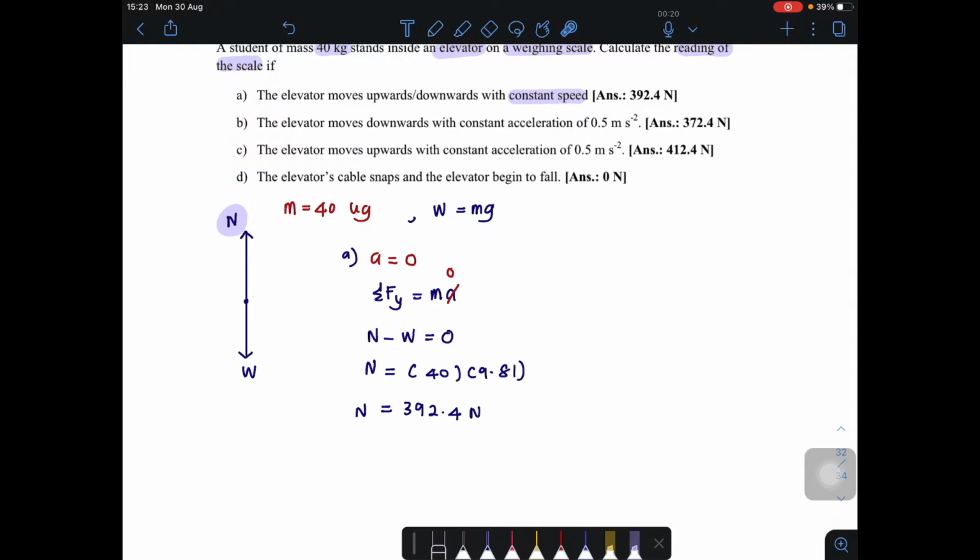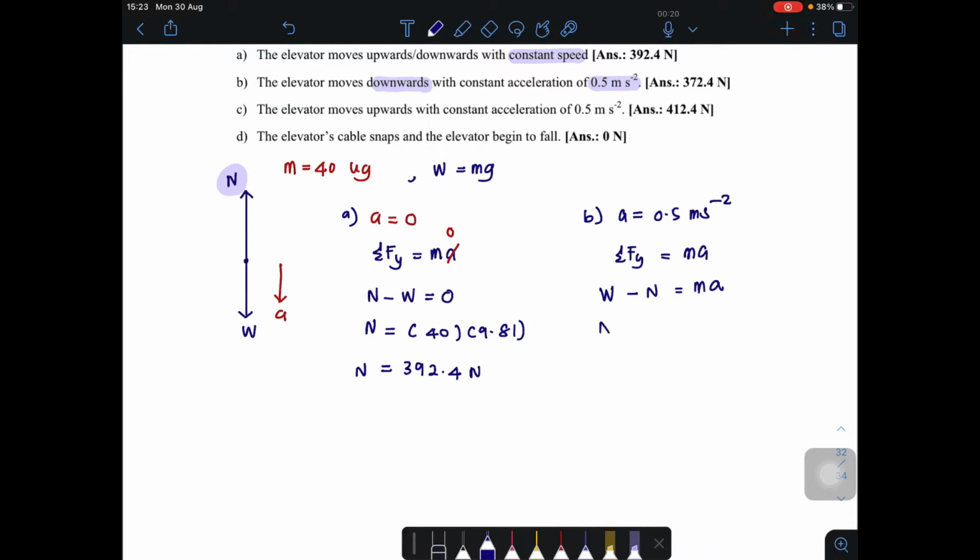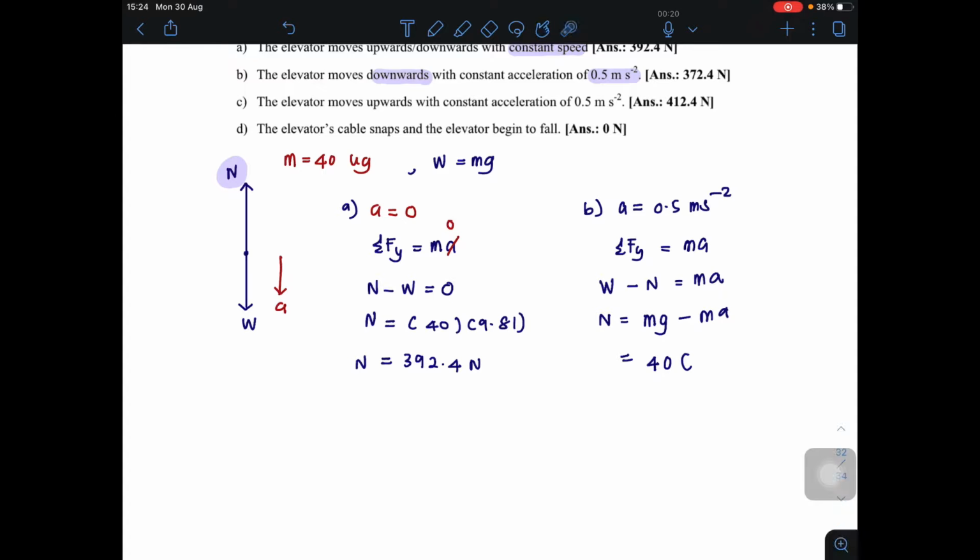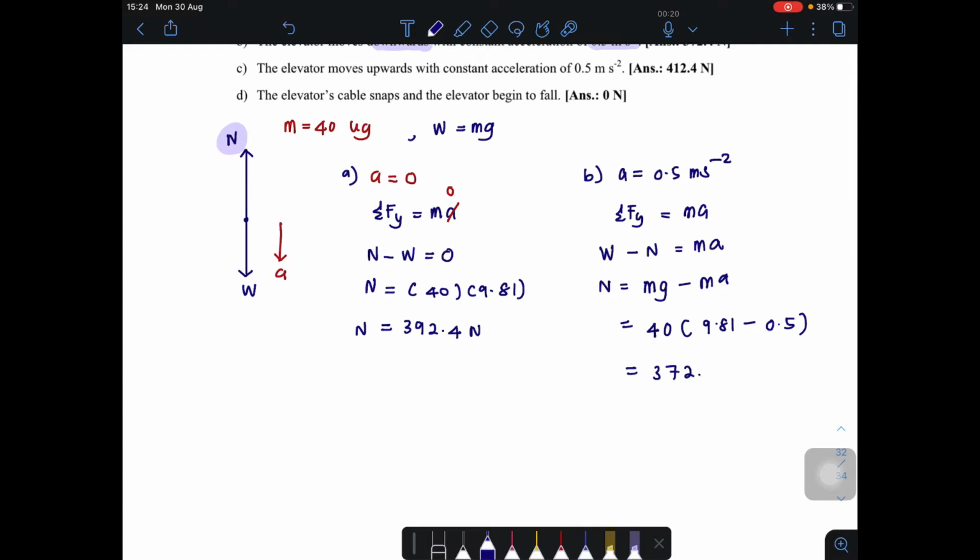The second one: the elevator moves downwards with constant acceleration of 0.5 meter per second squared. So now the acceleration is going downward. We write the formula: the sum of Fy is equal to ma. Following the direction of a as positive, W will be positive and N negative, equal to ma. So N equals mg minus ma. We put in 40, and you can factorize: 40 times 9.81 minus 0.5. So we get 372.4 Newton.